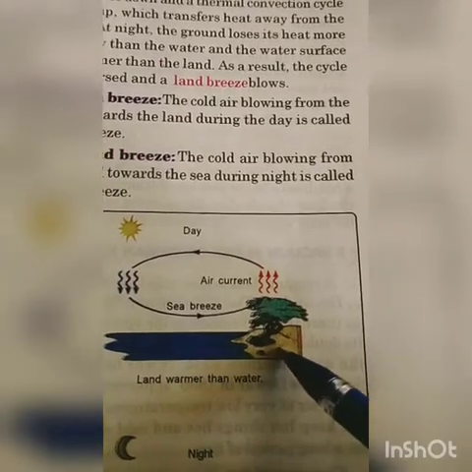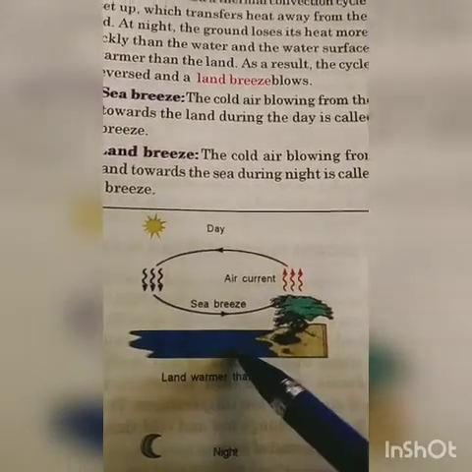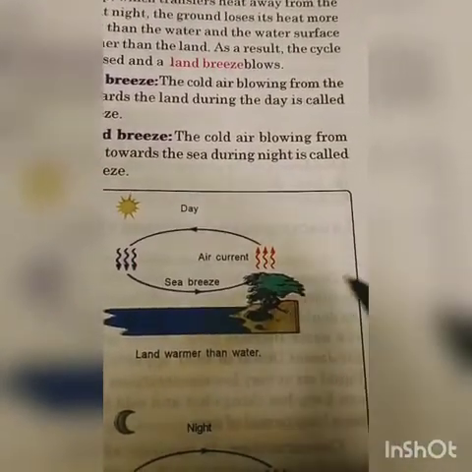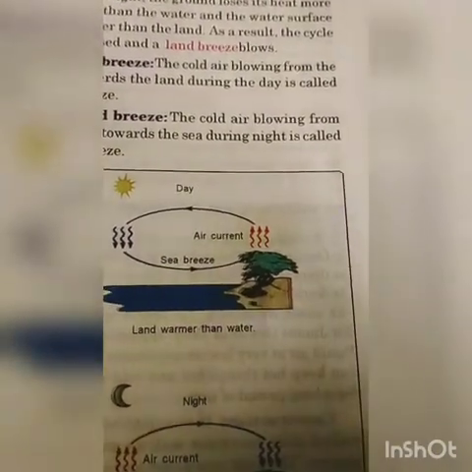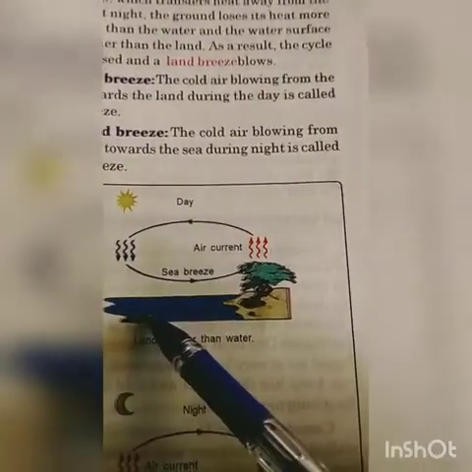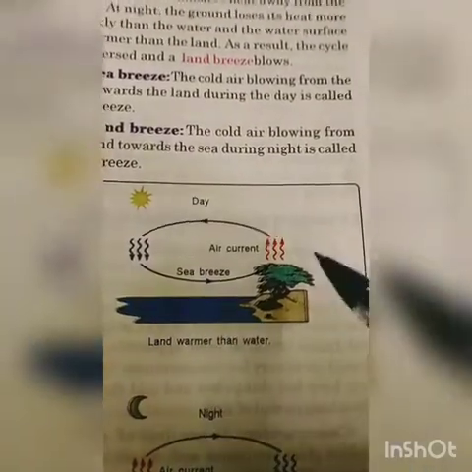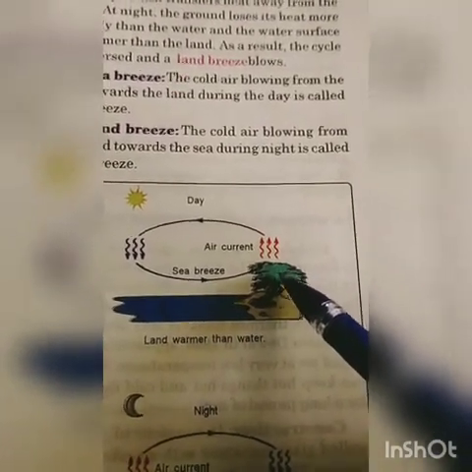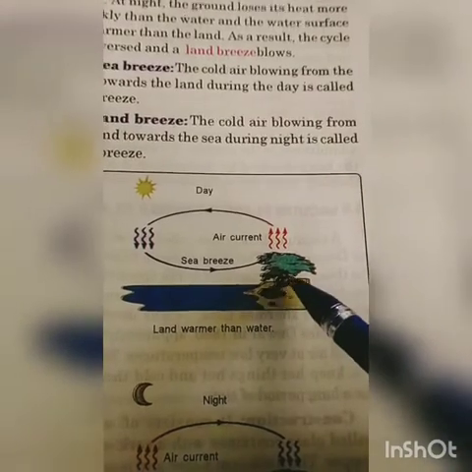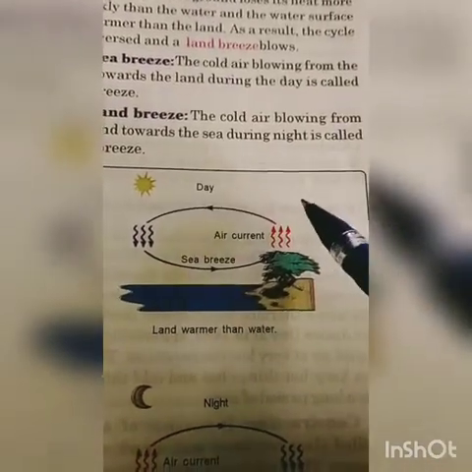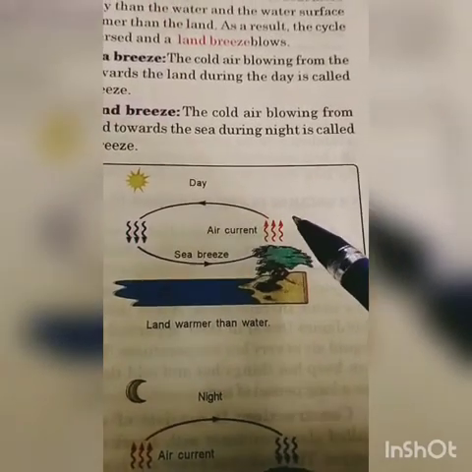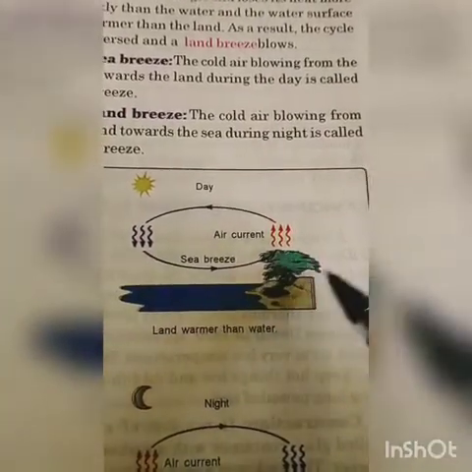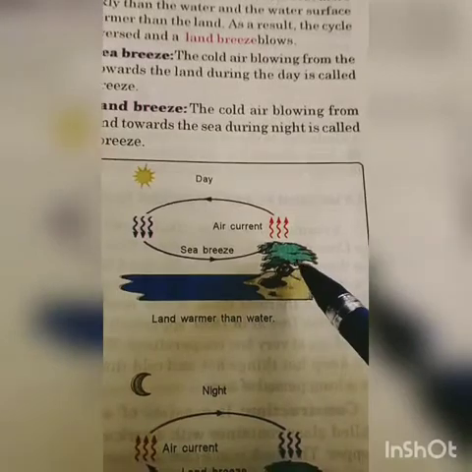So the land becomes hotter than the water. The air in contact with the land, or you can say the air above the land, becomes hotter than the air over the sea. So the air becomes lighter or less dense. The density becomes less, so it rises up. Lighter air rises up. And when it rises up, a vacuum is created, or a low pressure area is created.